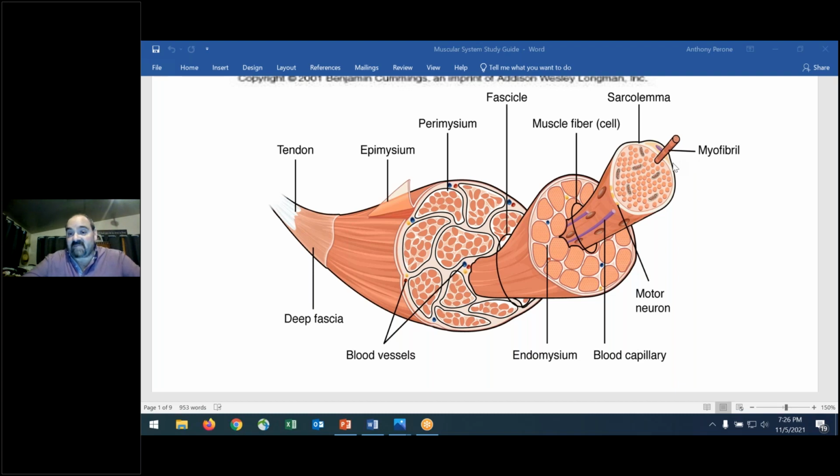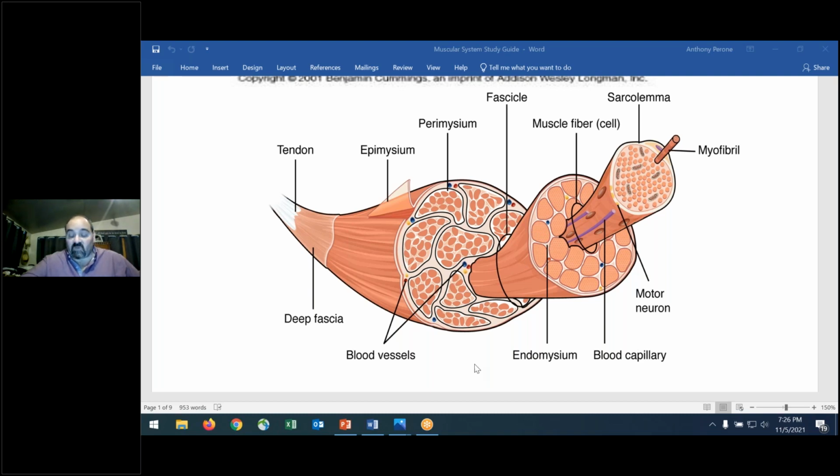Now, the next step is that we go back and we see these terms: epimysium, perimysium, and endomysium, okay? You should know those three terms. They are the connective tissue coverings: epimysium, perimysium, endomysium. So the epimysium covers the muscle. The perimysium covers the fascicles. The endomysium covers the muscle fibers, also known as the muscle cells.